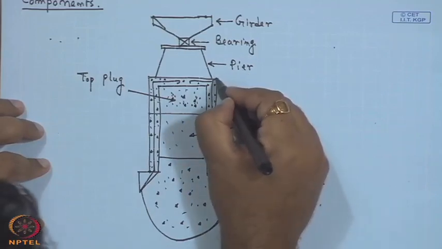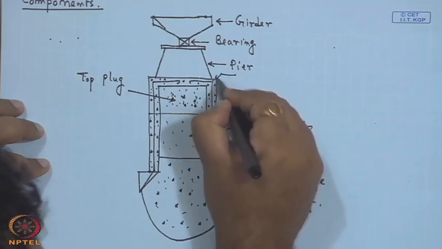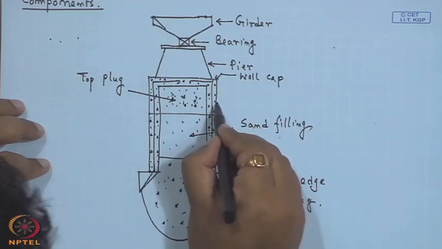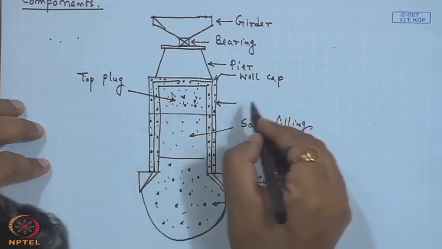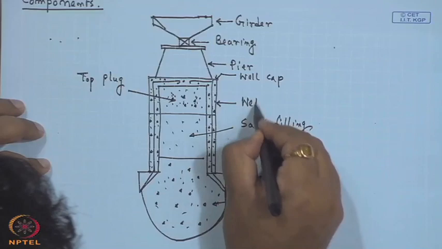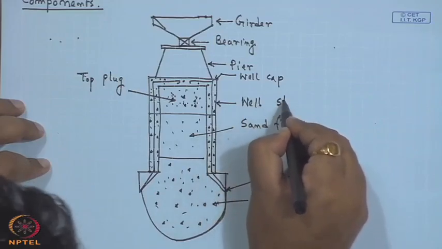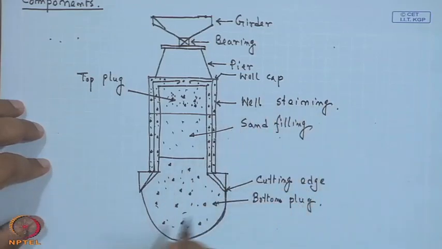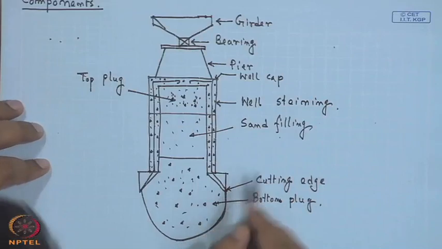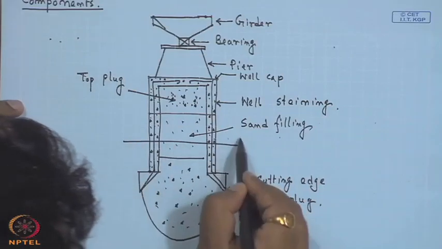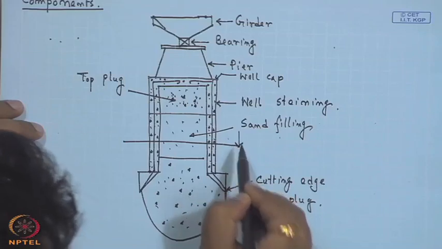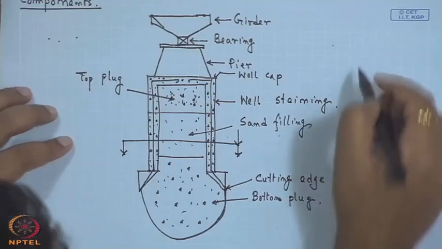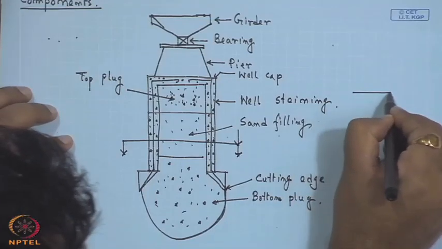Then this one is the well cap. Then this is the body of the well, the main body of the well, that is well steining. Now these are the various components of the well, and now if I draw the section of the same well, then we can draw like this.